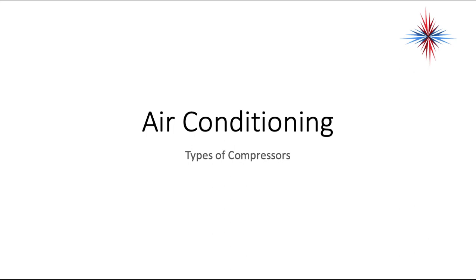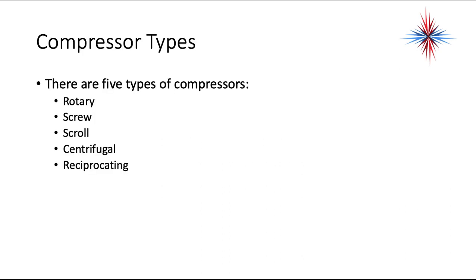In this video, we're going to still talk a little bit more about compressors. The last video on compressors I did gave you a highlight of a couple types, but let's dig a little bit deeper into the different types of compressors that are being used in air conditioning. We have 5 types of compressors. We a little bit have talked about the rotary. We have a screw compressor, we have a scroll compressor, we have centrifugal compressors, and we have reciprocating compressors. Those are our 5 main types.